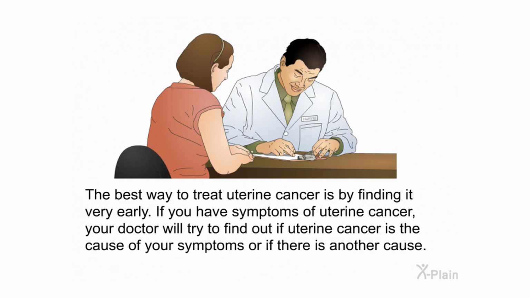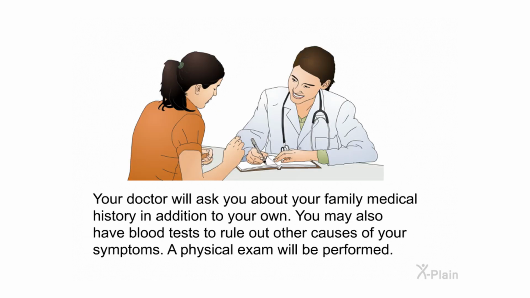Diagnosis. The best way to treat uterine cancer is by finding it very early. If you have symptoms of uterine cancer, your doctor will try to find out if uterine cancer is the cause of your symptoms or if there is another cause. Your doctor will ask you about your family medical history in addition to your own. You may also have blood tests to rule out other causes of your symptoms. A physical exam will be performed.